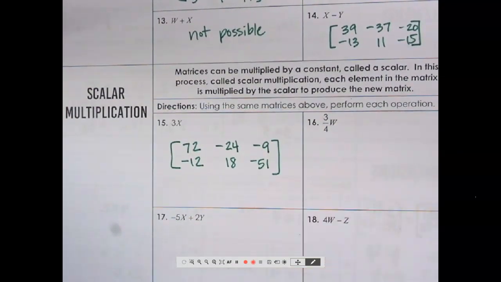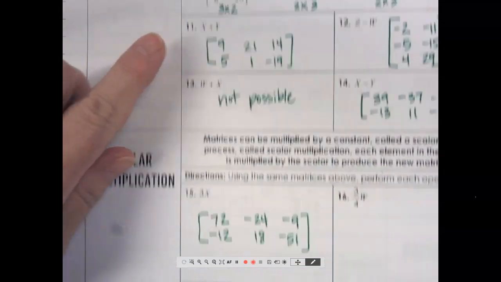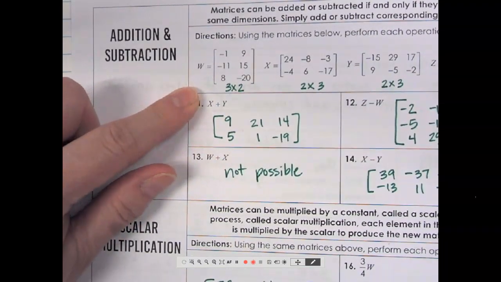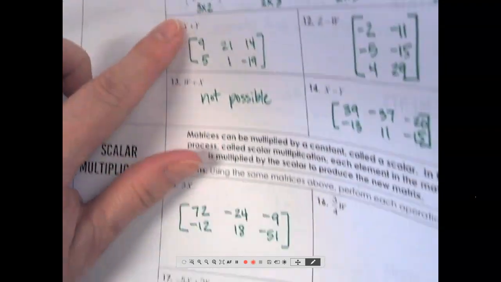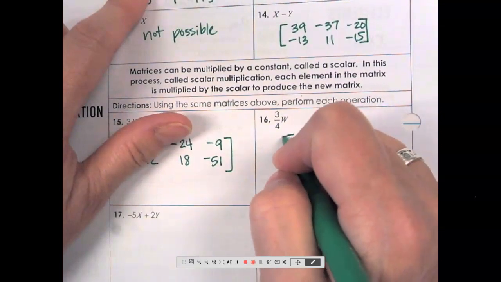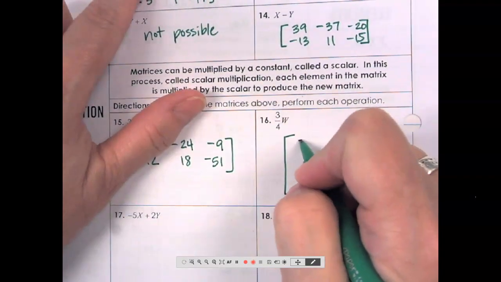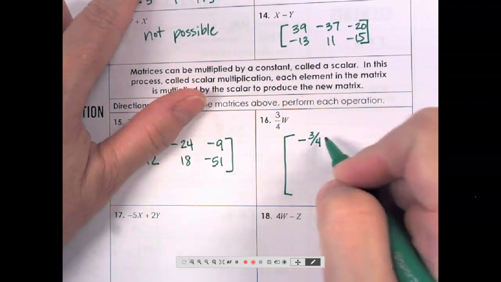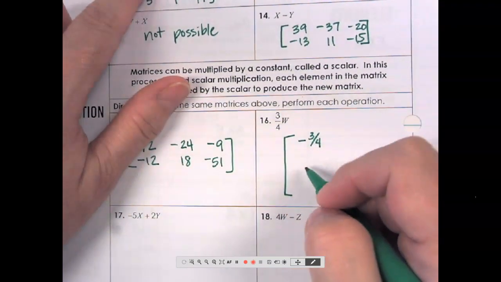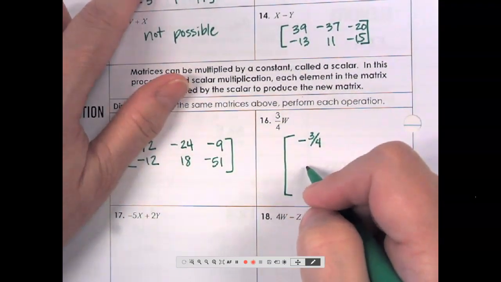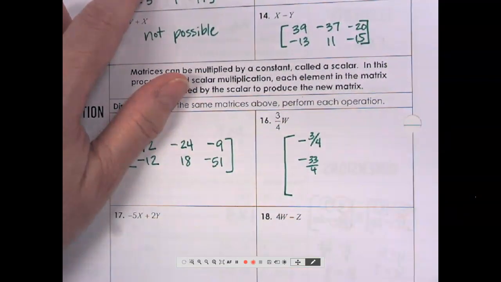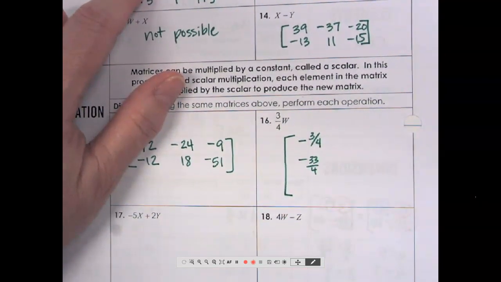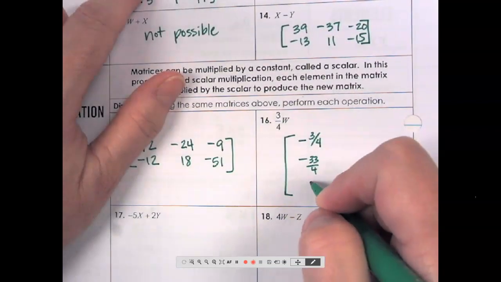Okay, 3/4 times W. So we're going to take W and multiply everything by 3/4. If it doesn't become an integer, we'll just leave it as a fraction, okay? All right, so first I will get negative 3/4. I'm going to go down on these here. Negative 11 times 3/4 is just negative 33/4. 8 times 3/4, now that will simplify to 6.